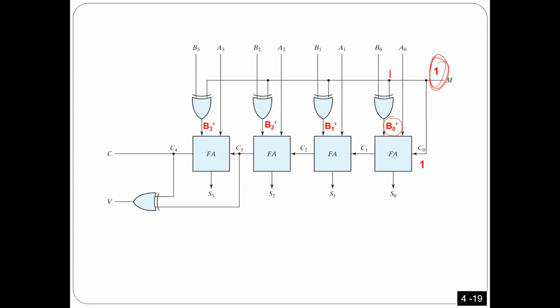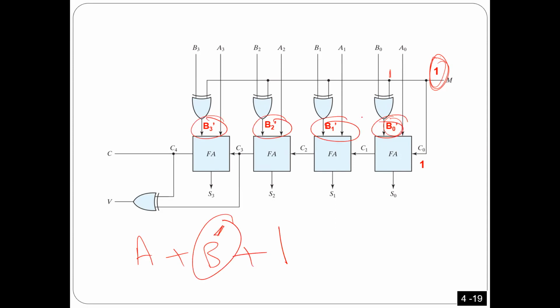So look what happened here. Here I input B0 prime, and then you add 1 here. What this is going to do is A plus B prime plus 1. B prime, because you flip each bit, and you also add the 1 coming here. You understand what I'm saying? That's why this is going to do subtraction. Any questions?